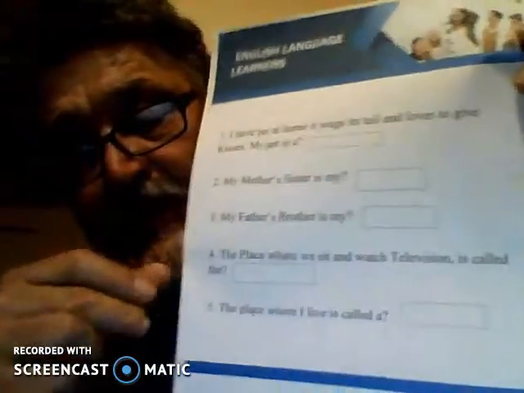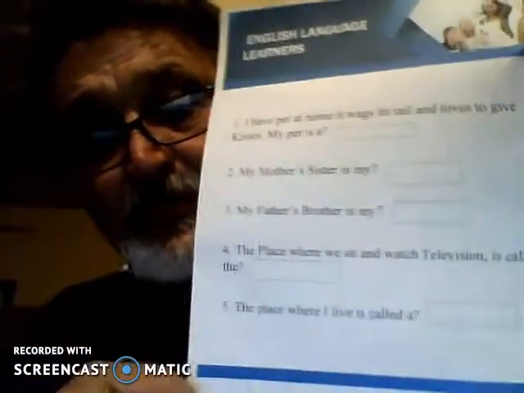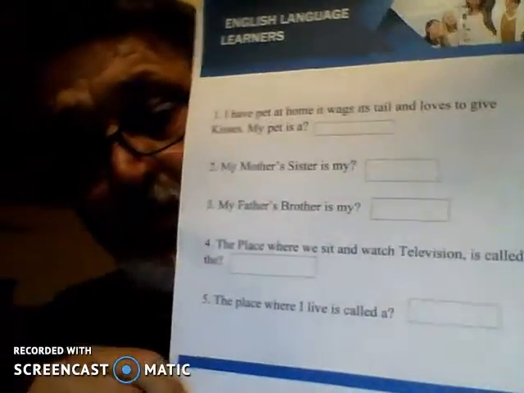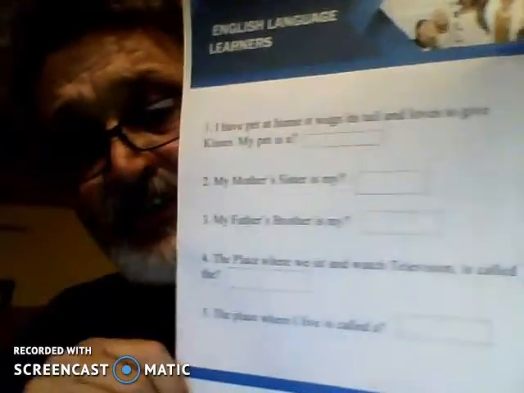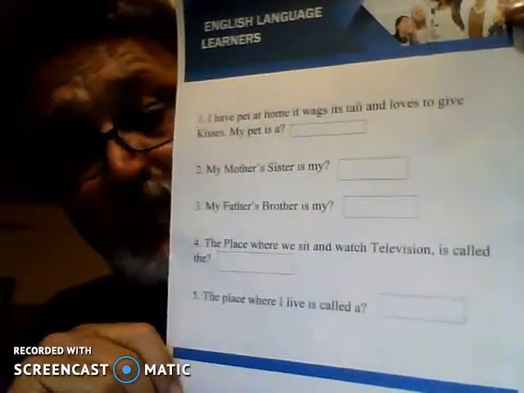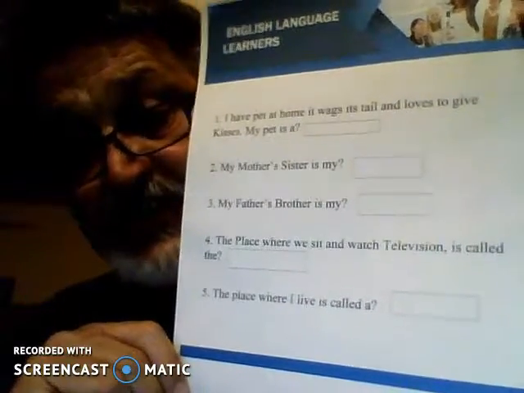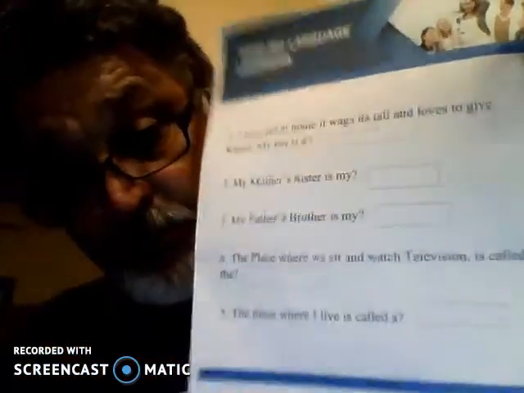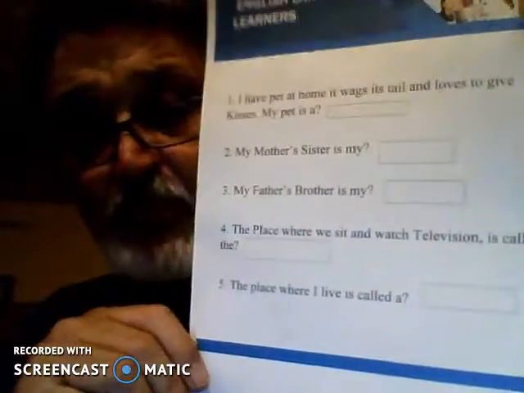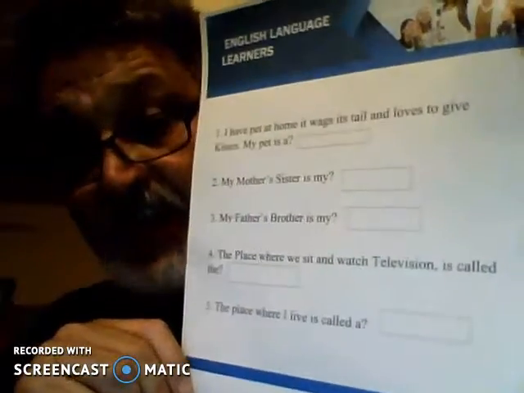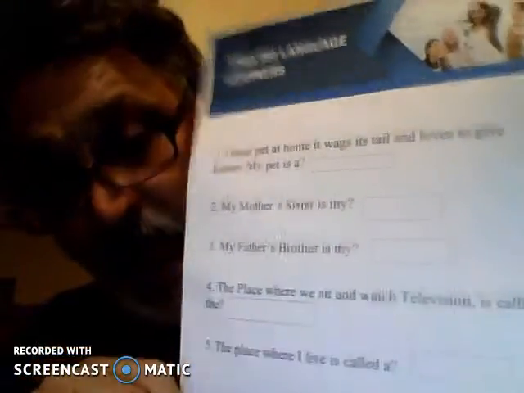That way they're showing that they're understanding their English and their different places at home. Like this question, the place where we sit and watch television is called the living room. Or the last question, the place where I live is called, instead of a casa, they would write a house.